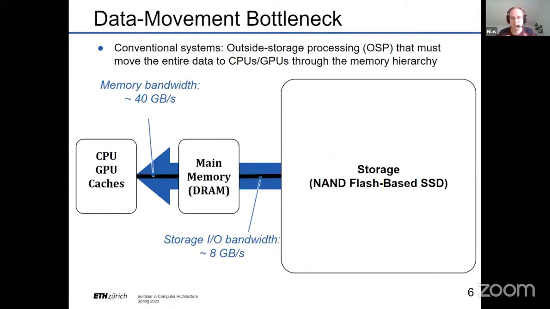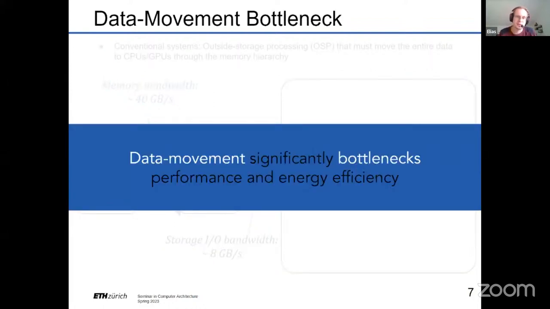To get the bigger picture, here we have a normal memory hierarchy. We have some storage, we have main memory, and we have the CPU with its caches and GPU. Right now, these systems are bottlenecked by the bandwidth of their buses. Between main memory and CPU, we have around 40 gigs, and between storage and main memory, we can achieve around 8 gigabytes. These conventional systems are, for this talk, called outside storage processing, so we get the terminology right. So data movement significantly bottlenecks performance and energy efficiency in these OSP systems.